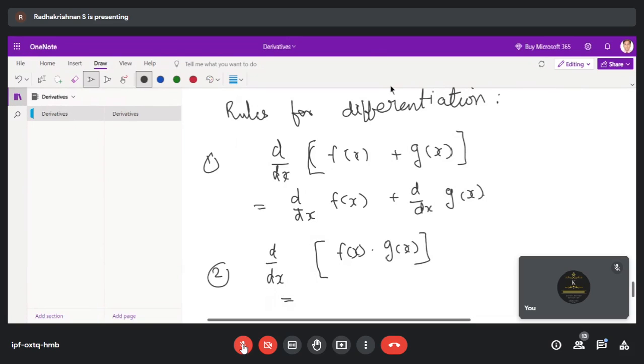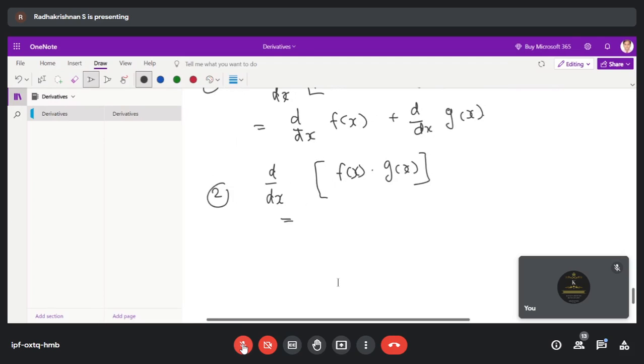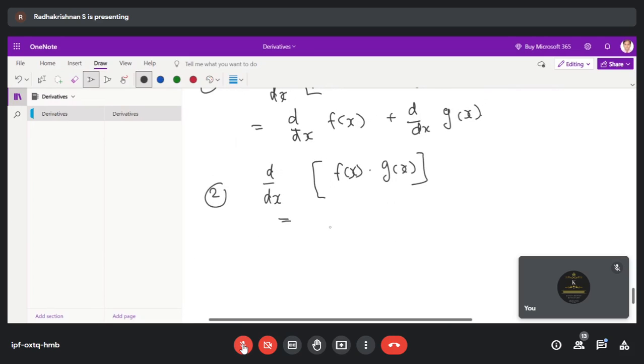This is the product rule, f of x into g of x. The derivative is going to be f of x into g prime of x plus g of x into f prime of x. So this is called the product rule.